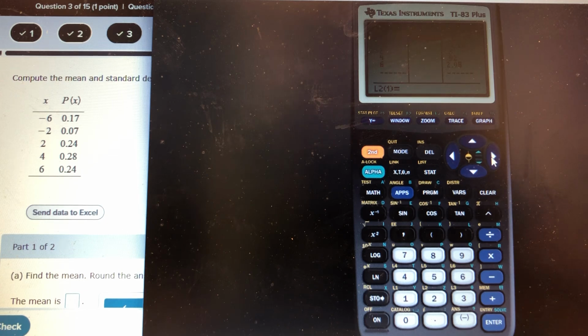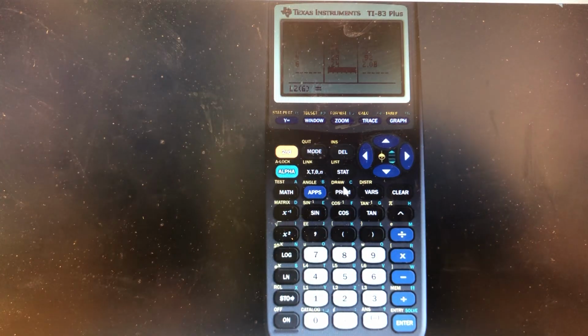Then go over to L2 and put 0.17, 0.07, 0.24, 0.28, 0.24. So I put all the x's and probabilities in there, L1 and L2 only. So then hit STAT, CALC, 1-Var Stats.